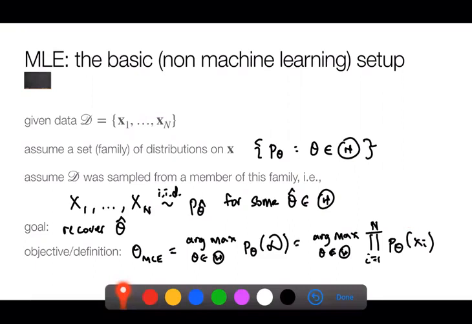I see. Can I ask another question? Why do we use product? Oh, yeah. So when x1 through xn are independent, then the probability of x1 through xn is a product of their individual probabilities. Okay. Yes. All right, got it. Thanks. Thank you.